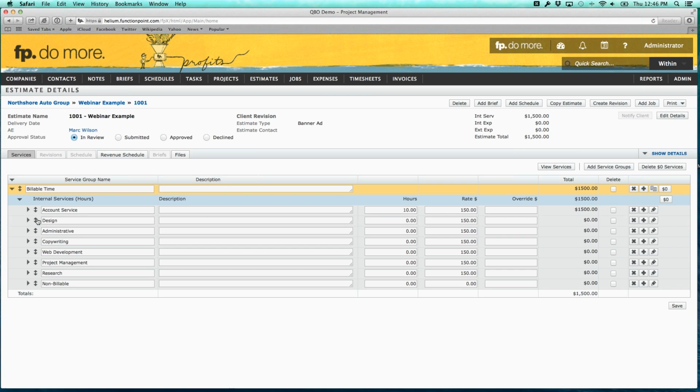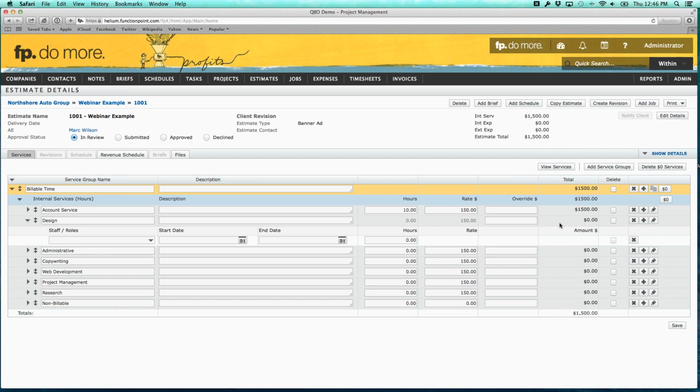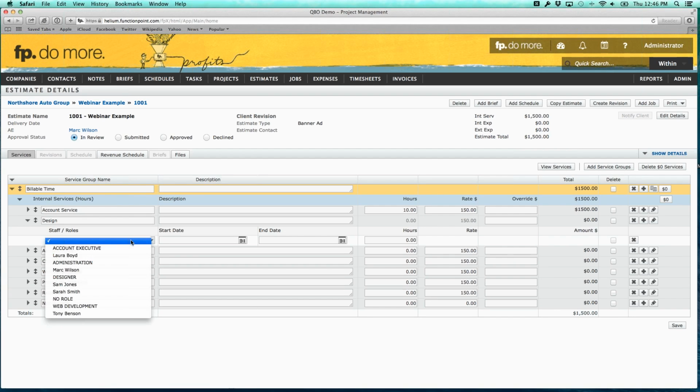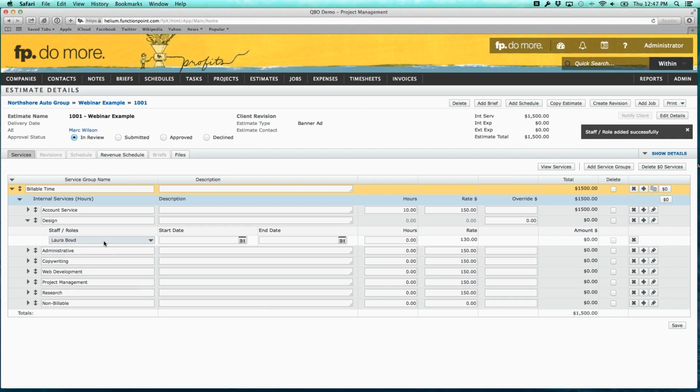Now, if I were to choose a specific staff person, so let's say design, let's move design up. And then for design, I'm going to click the plus icon here, and I'm going to say that the design work is being done specifically by Laura. Notice that Laura's rate of 130 has filled in here. I'm going to put in 10 hours. It's going to drop in $1,300.